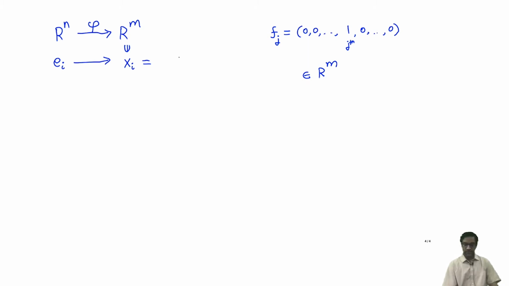So each xi, since it's in Rm, can be uniquely written as a linear combination of the fj's. So let's do that. Let's write xi as some linear combination, and now I will use aij's to denote the elements of R which occur in the linear combination. So this is now the sum, j goes from 1 to m. And what are the aij's? They are some elements of R.